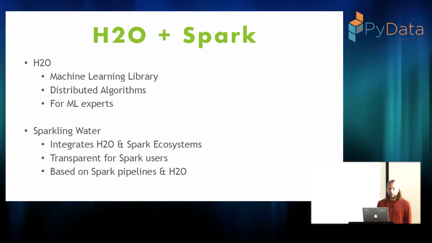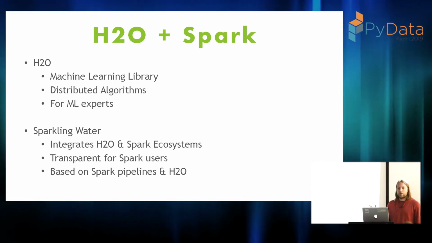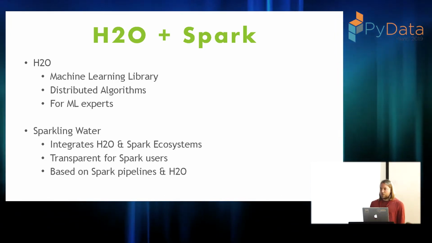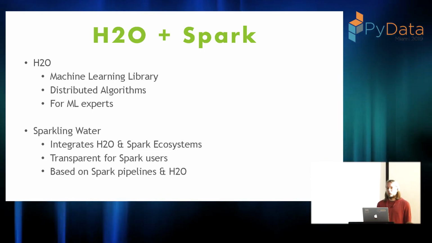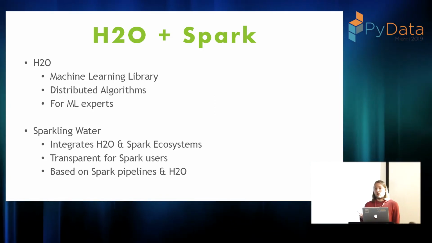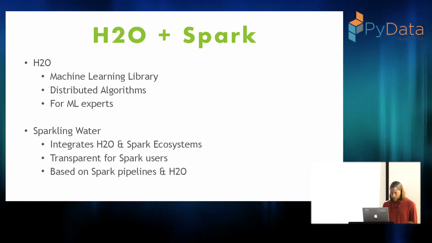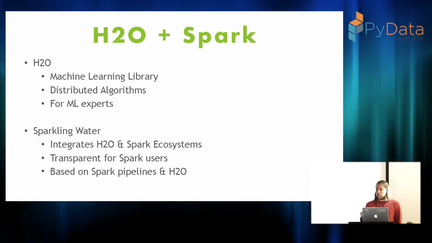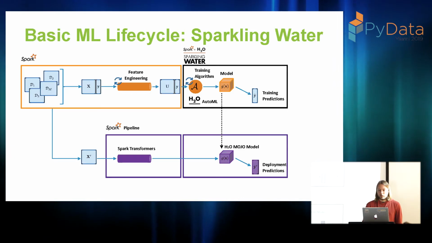And Sparkling Water just integrates this ecosystem, this H2O and Spark ecosystem. Is anybody here using Spark? Perfect. That's for people who don't use Spark. Spark is basically a platform which is used for processing data in parallel, a distributed platform for processing your data. So we use Sparkling Water to connect these two applications.